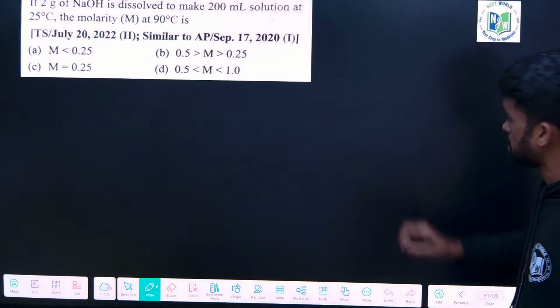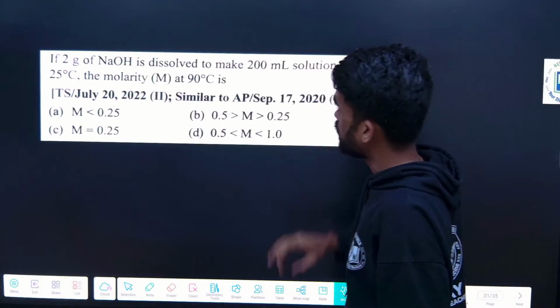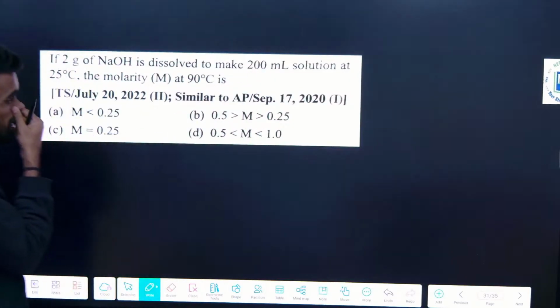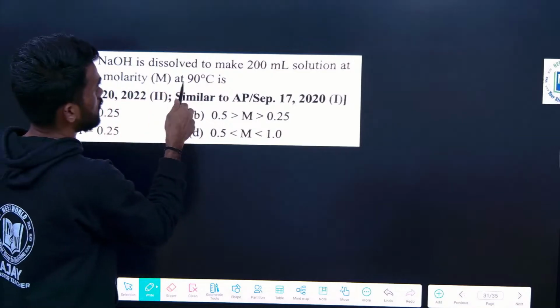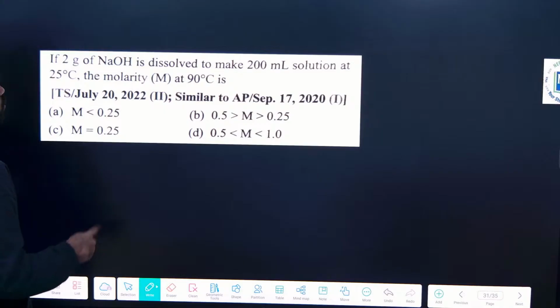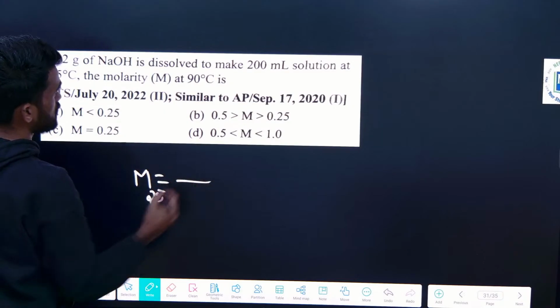Just tell me for this, what's your answer? This is an effect of temperature based question. If 2 grams of NaOH is dissolved to make 200 ml of solution at 25 degrees Celsius, what is its molarity at 90 degrees Celsius, whether it increases or decreases? See, 2 grams of NaOH. Molarity at 25 degrees Celsius is how much? Tell me first of all.